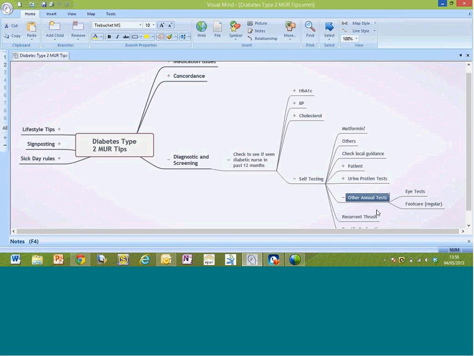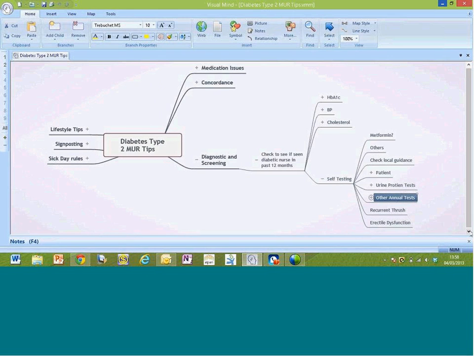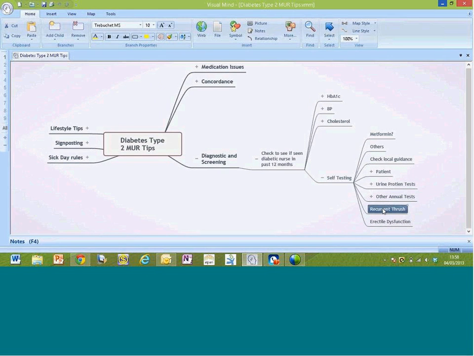So the other things you may want to check in the MUR is the issue of recurrent thrush. If there's recurrent thrush occurring, that could indicate that the diabetes itself is not very well controlled, and therefore you may want to recommend to the patient that they see a diabetic nurse again.